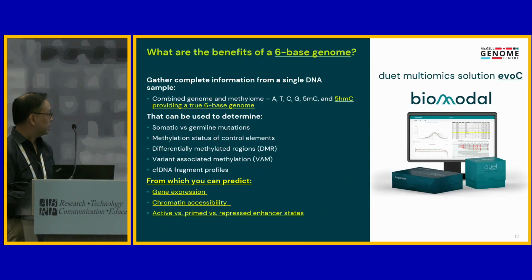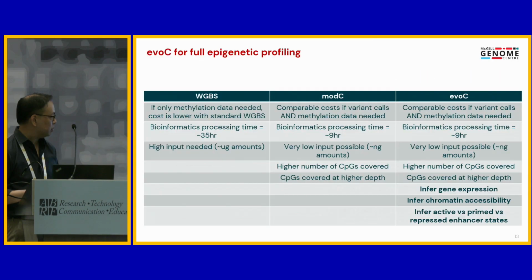So this 6-base genome solution is called the Duet Multiomics Evoke solution. And because of the 5-HMC, for the Evoke, it does basically everything that the MODC does, but now with this 5-HMC, you can also infer gene expression, infer chromatin accessibility, as well as active versus prime versus repressed enhancer states. So we're really excited about this.